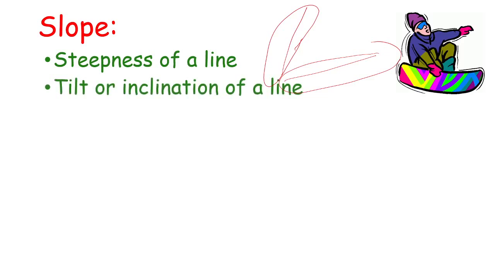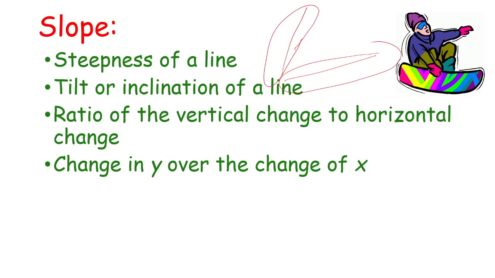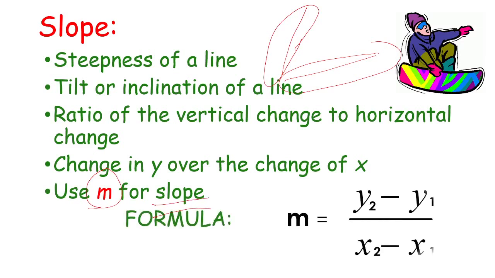The tilt, or the inclination of a line. The ratio of the vertical change to the horizontal change. The change in y over the change in x. We use M. Take note, we will be using this letter to represent slope. And lastly, we will be having this formula for slope, and we will be having this tomorrow for our next session.